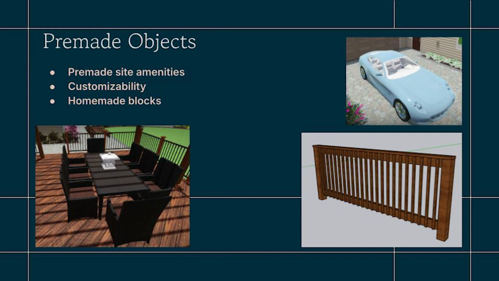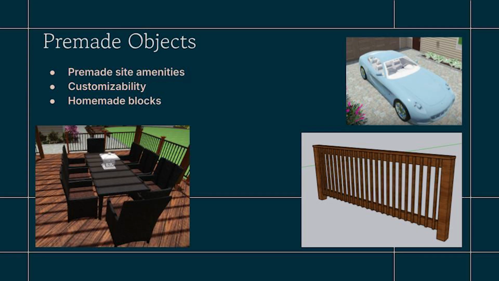Pre-made objects were a big part of the landscape industry specific softwares we used. So, Real-Time Landscape Architect had a long list of site amenities that were available to be used. Some of them are shown in the bottom left-hand corner. They had all kinds of tables, chairs. That car is also from Real-Time Landscape Architect. And one of the good parts about them is that you're able to customize them. So you can change the color or the material.